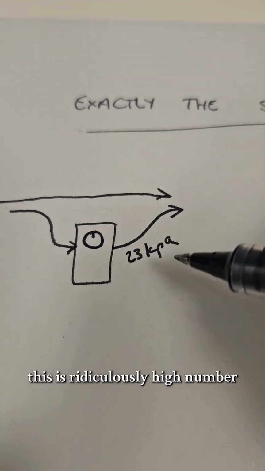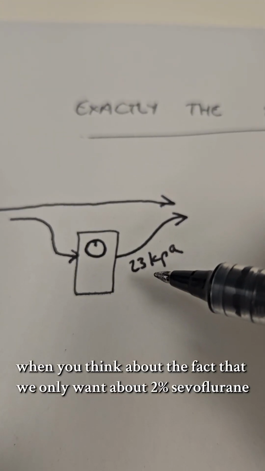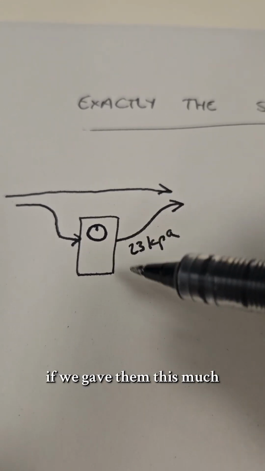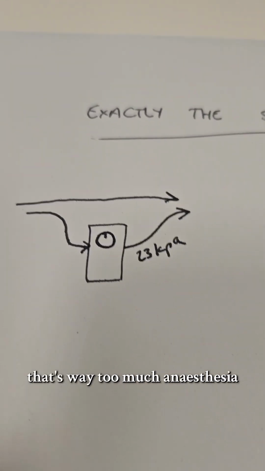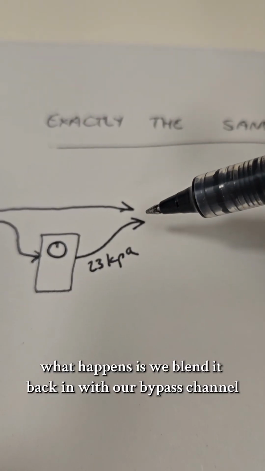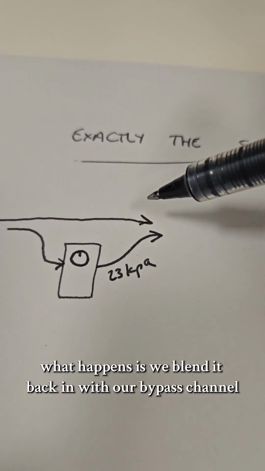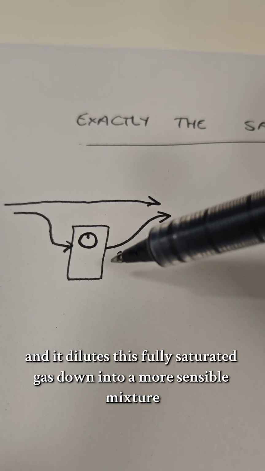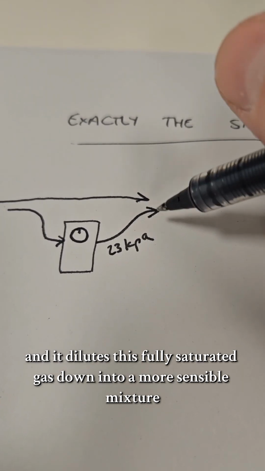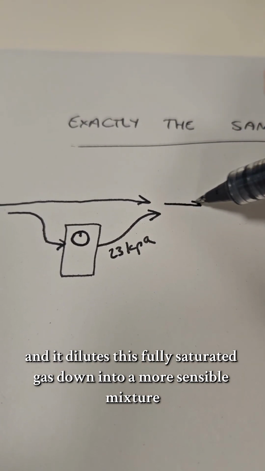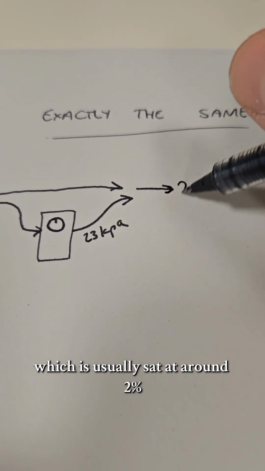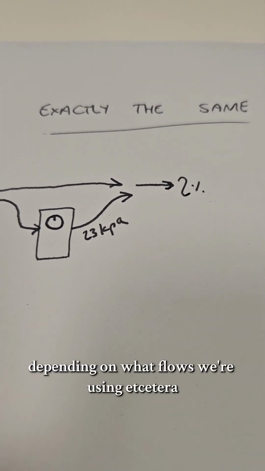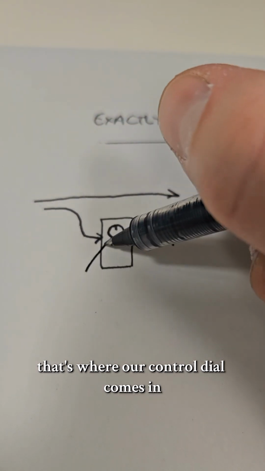Now clearly this is a ridiculously high number when you think about the fact that we only want about 2% sevoflurane actually reaching our patient. If we gave them this much, that's way too much anesthesia. So what happens is we blend it back in with our bypass channel. This is fresh gas that has bypassed the vaporizer, and it dilutes this fully saturated gas down into a more sensible mixture, which is usually around 2%, depending on what flows we're using, etc. And that's where our control dial comes in.